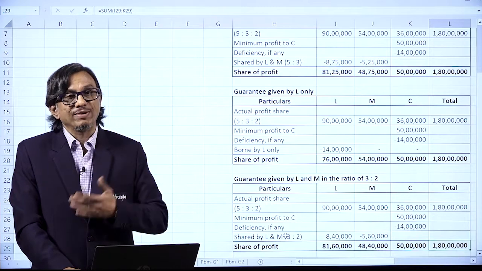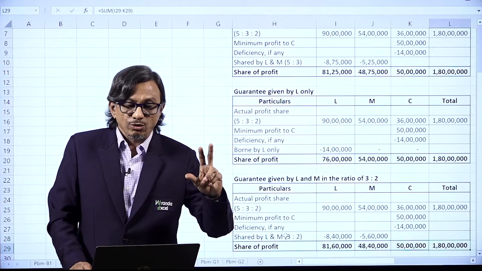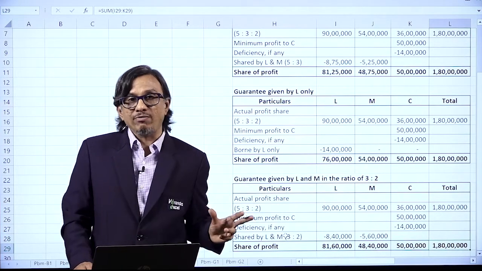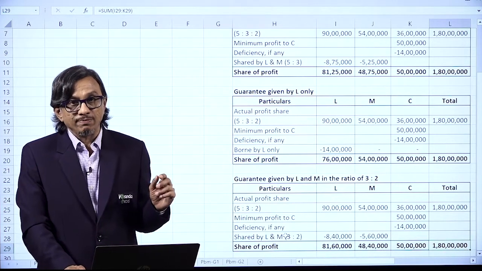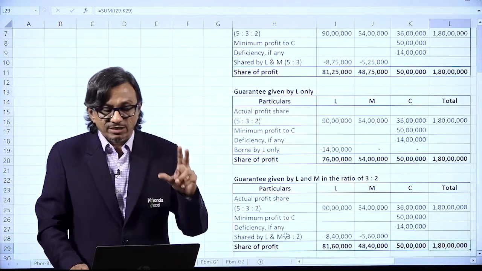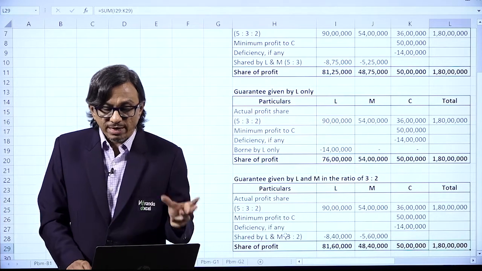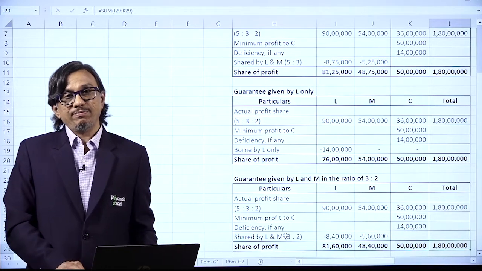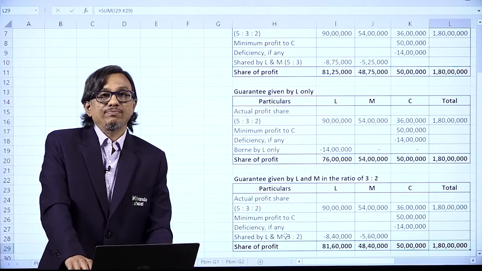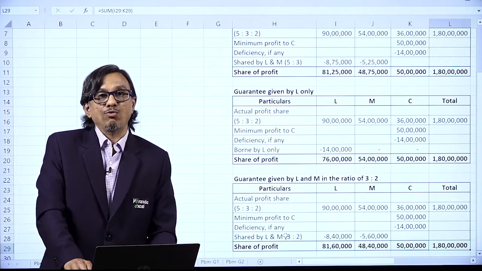So, third situation is very similar to the first one. The deficiency borne in the ratio of 5:3 is first situation, because the ratio of deficiency is not given, whereas in third situation ratio of deficiency is given. So, therefore, that 14 lakhs of deficiency shall be borne by L and M in the ratio of 3:2. That is what we have done. What is the journal entry in this case? Debit L's capital 8,40,000, M's capital 5,60,000, credit C's capital 14 lakhs.